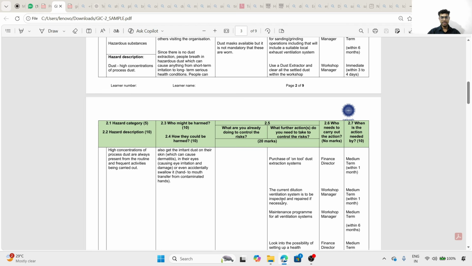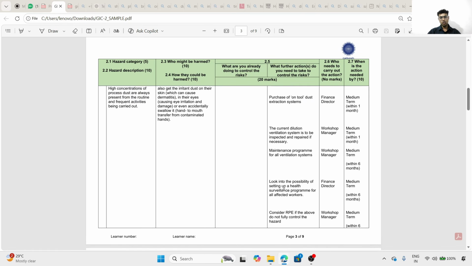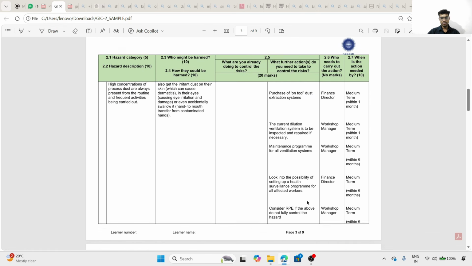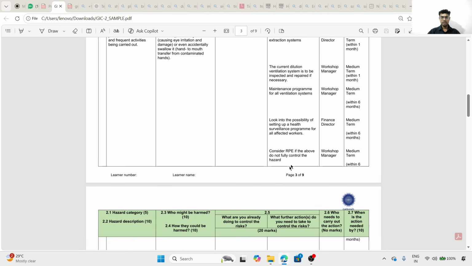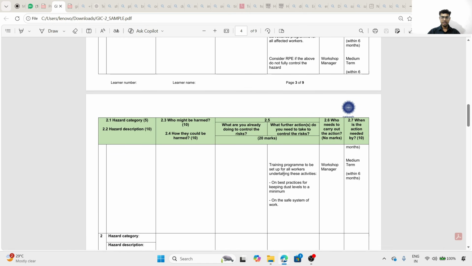The current dilution ventilation system is to be inspected and repaired if necessary. Maintenance program for all ventilation systems. Look into the possibility of setting up a health surveillance program for all affected workers. Consider RPE if the above do not fully control the hazard. Training program to be set up for all workers undertaking these activities, on best practices for keeping dust level to a minimum on the safe system of work. Here you can see training is being said.